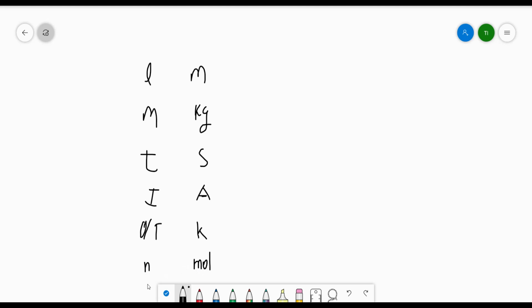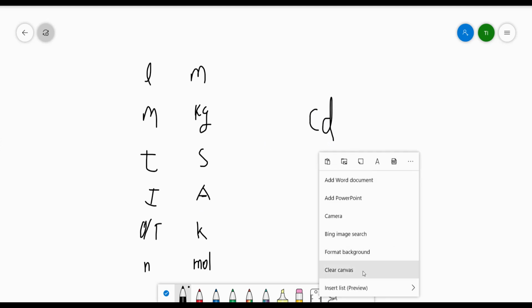And the last one, almost never seen in the syllabus up till 2019, is luminous intensity. It does not have a symbol, however, its unit is candela, expressed as cd. I hope you all caught that.